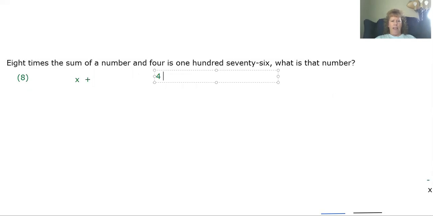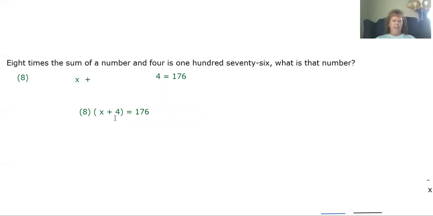And 4 is equal to 176. Okay, so let me rewrite that a little closer together here. I'm going to be multiplying 8 by the sum of x and 4, and then it's going to equal 176. So in the usual order of operations, we deal with parentheses first.